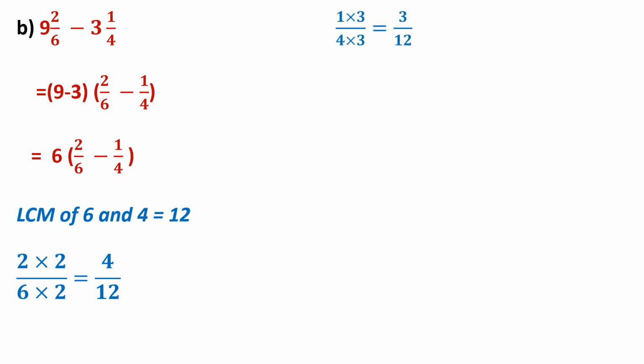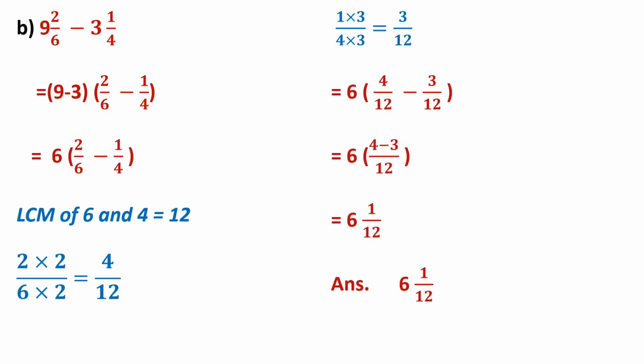Next is your 1 by 4. So 1 by 4, again the denominator we need is 12. So we'll multiply 3 to the numerator and denominator. So 1 into 3 will give you 3 and 4 into 3 will give you 12. So the fraction is coming 3 by 12.